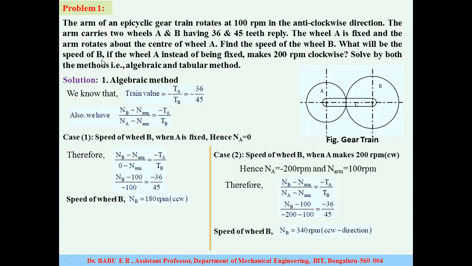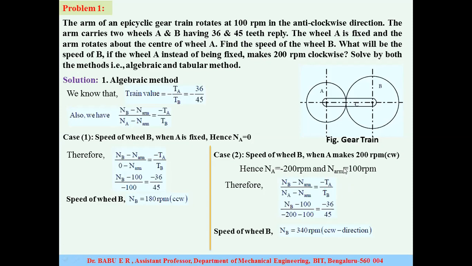What will be the speed of B if the wheel A, instead of being fixed, makes 200 rpm clockwise? So we have to find the speed of wheel B when A, instead of being fixed, rotates at 200 rpm clockwise. When it rotates clockwise, I have to take it as a negative value. So in the given problem, Na equals minus 200, because it rotates in clockwise direction. And the speed of the arm, as usual, is 100 rpm anticlockwise. I'll take it as a positive value.